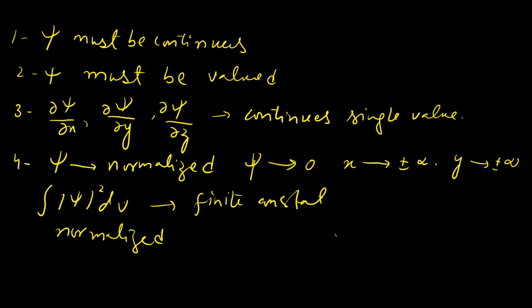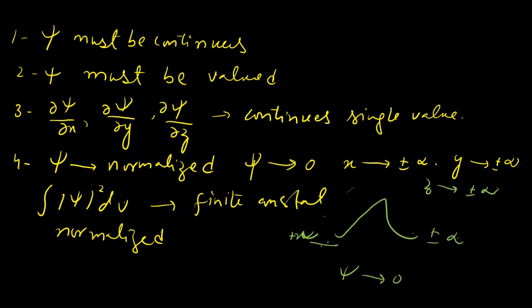For example, if this is the wave function and it is not normalized, as we go to plus minus infinity on both sides, and even in the z direction, then there will be no wave function at all, that is psi is equal to 0. So this integral must be a finite constant. It must be normalized in order to represent the state of the particle.